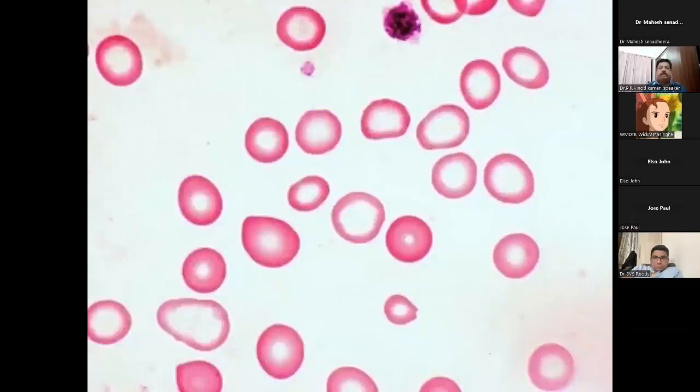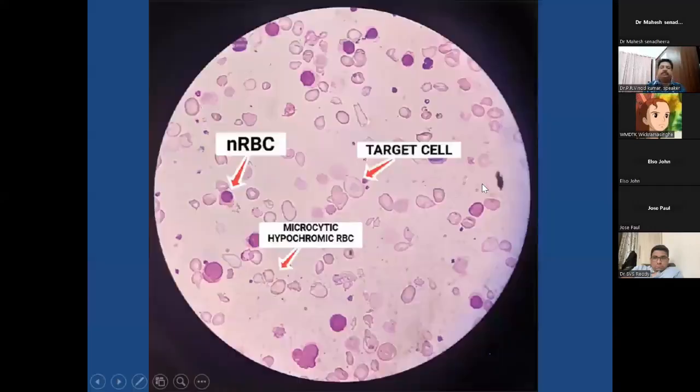Here you can see there is less hemoglobin. You can see that these are all leptocytes, very thin cells, and you can see the central pallor is very large. So it is very clear that there is severe anemia. In this smear, you can see microcytic hypochromic RBC, nucleated RBC, poikilocyte, target cell. All these things can be seen. This is anemia with poikilocytosis and anisocytosis. Everything can be seen in this single smear.